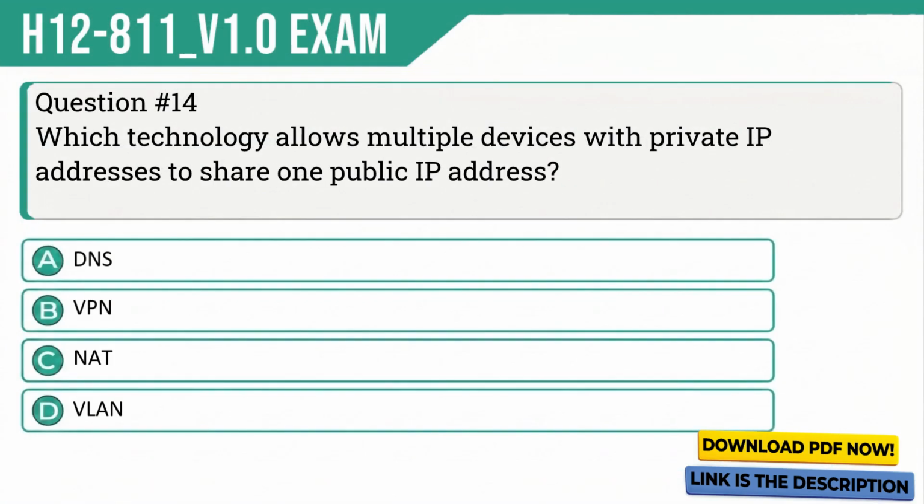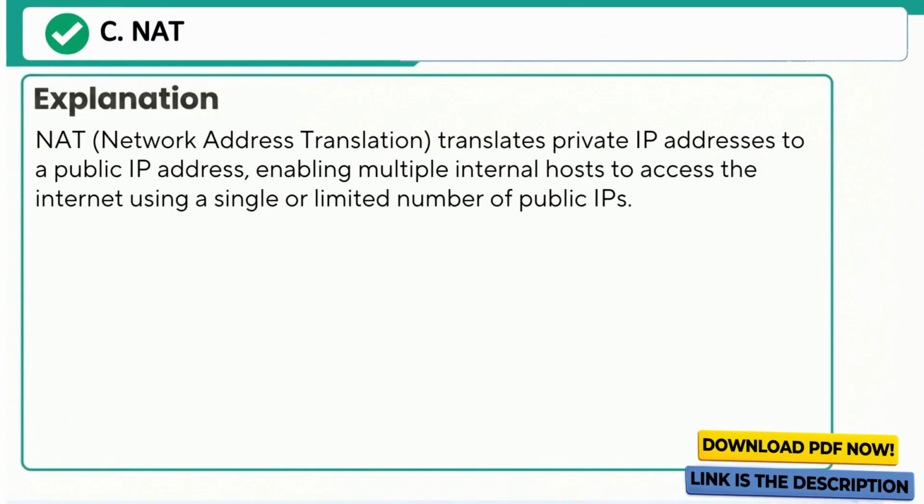Question number 14. Which technology allows multiple devices with private IP addresses to share one public IP address? A. DNS. B. VPN. C. NAT. D. VLAN. Correct answer: C. NAT. Explanation: NAT, Network Address Translation, translates private IP addresses to a public IP address, enabling multiple internal hosts to access the internet using a single or limited number of public IPs.